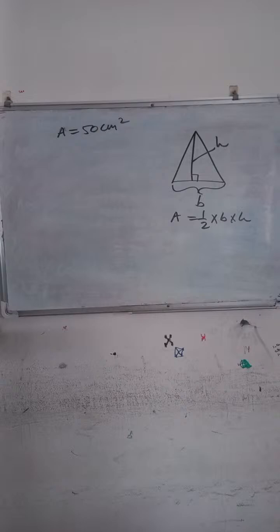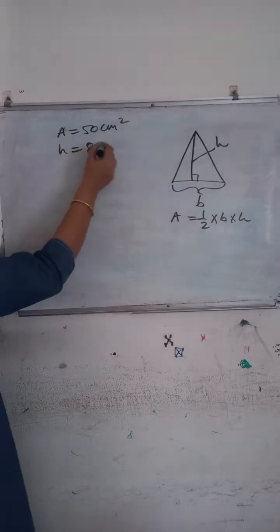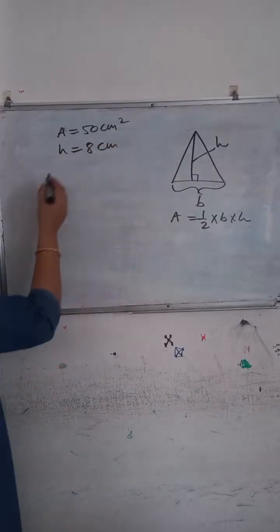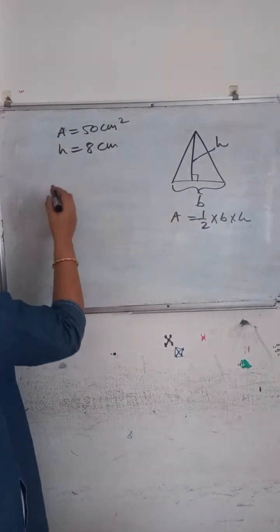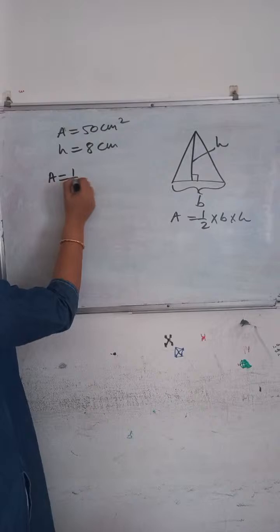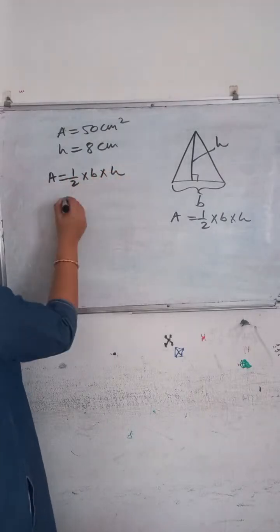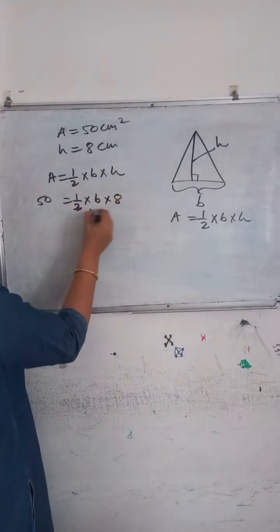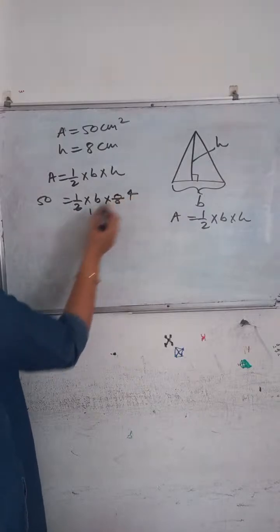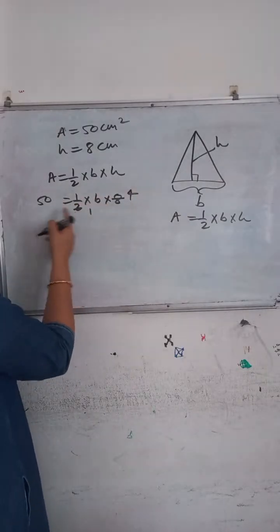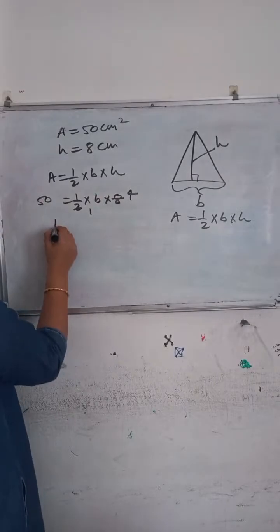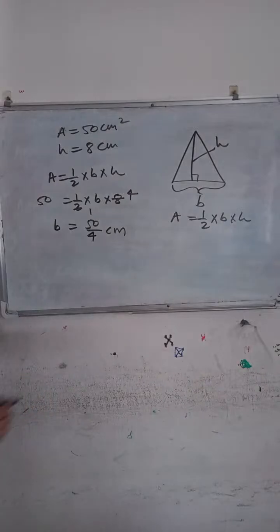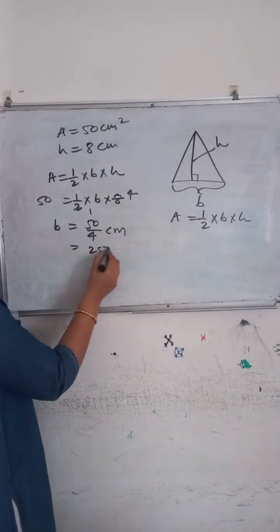And altitude is nothing but height, which is given as 8 centimeter. They are asking for the length of the base. Always write the formula first and then put the values. Here 50 equals half into b into 8. So this is nothing but 4b, since 2 4s are 8. The 4 is multiplied, so transpose it: 50 divided by 4 centimeter is the answer. Or if you want to simplify, you can write 25 by 2.